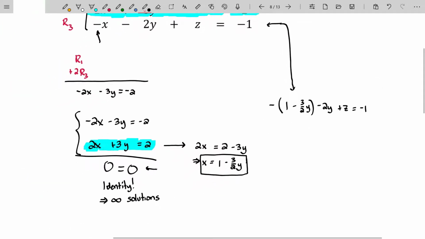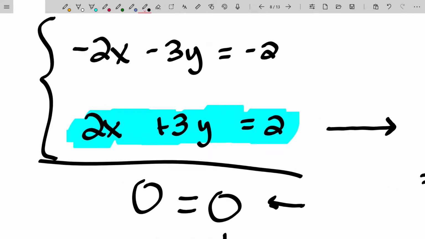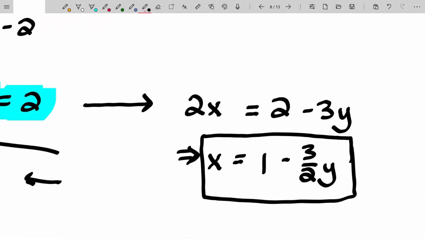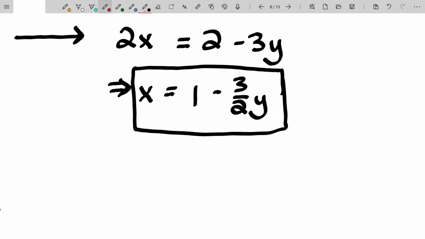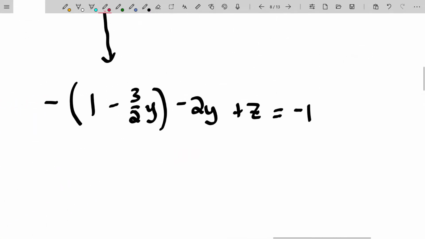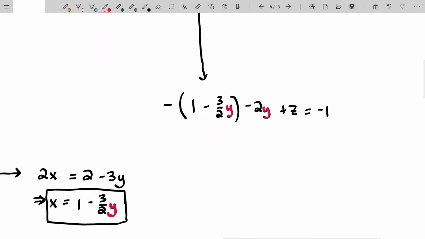Now let me just tell you, when I have this equation right here and I say, oh, so 2x plus 3y is equal to 2, therefore x is equal to 1 minus 3 halves y. From that point forward, y is considered to be the free roaming variable, the variable that we're going to write everything in terms of. And so x is written in terms of y. I now want to write z, this value of z right here, in terms of this y.